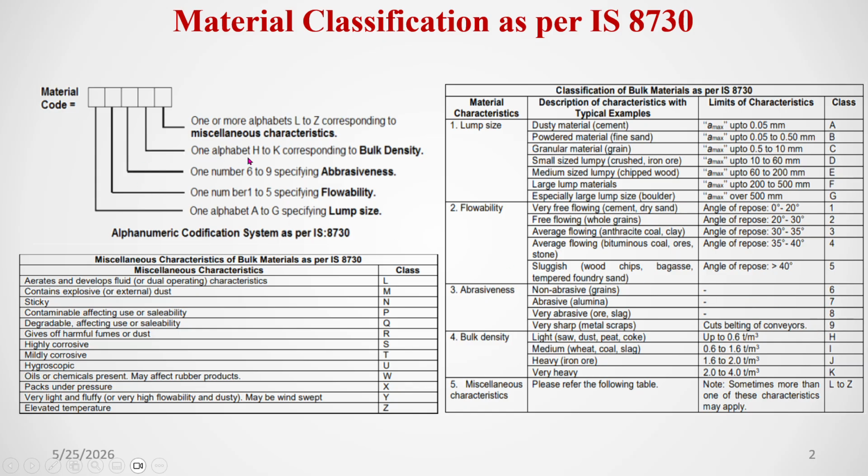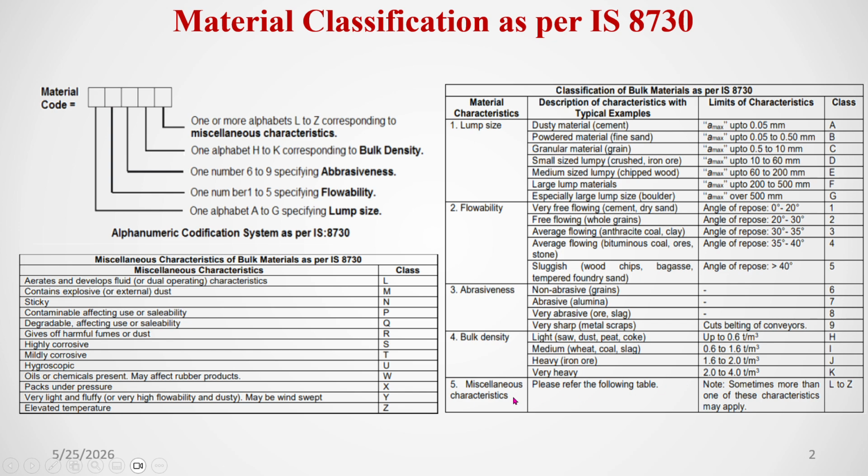Then the fourth digit is a letter from H to K, that is bulk density. The bulk density of dust, peat and coke, up to 0.6 ton per meter cube, is denoted by H. Then medium bulk density, like wheat, coal and slag, 0.6 to 1.6 ton per meter cube, is I. Then heavy iron ore, 1.6 to 2 ton per meter cube, is J. And very heavy, very dense material, 2 to 4 ton per meter cube, is denoted by K.